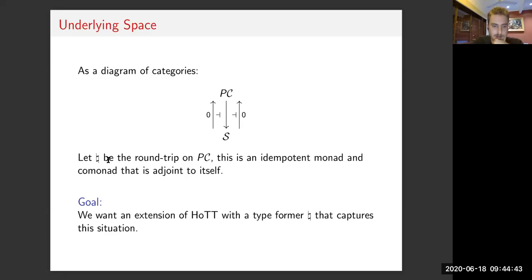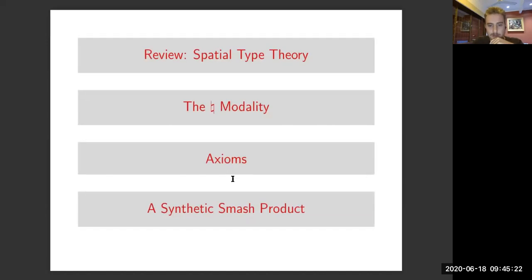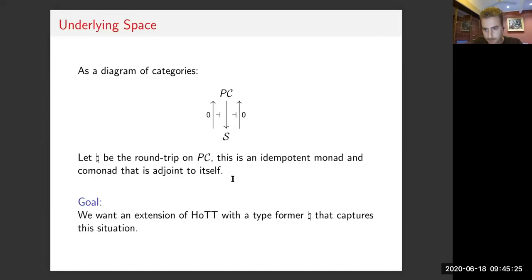Okay, so I'm going to call this a natural. It's an unfortunate word, but it's just a very bad pun because of the musical notation of spatial type theory. But this operation has a lot of structure. It's an idempotent monad and comonad that is adjoint to itself. So our goal is to come up with an extension of homotopy type theory so that there's a type former which has all of this structure that it does in the intended model. Okay, so that's the plan. Are there any questions at this point before I continue?